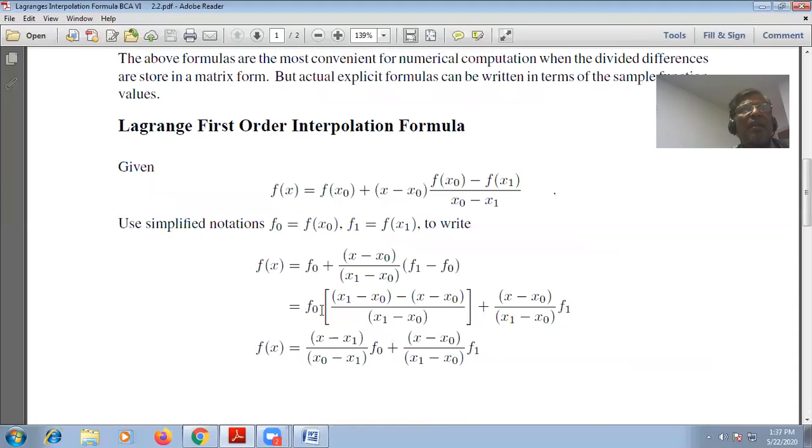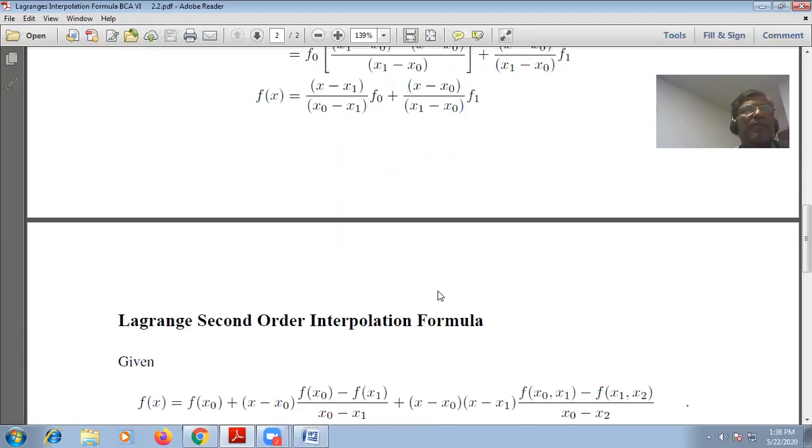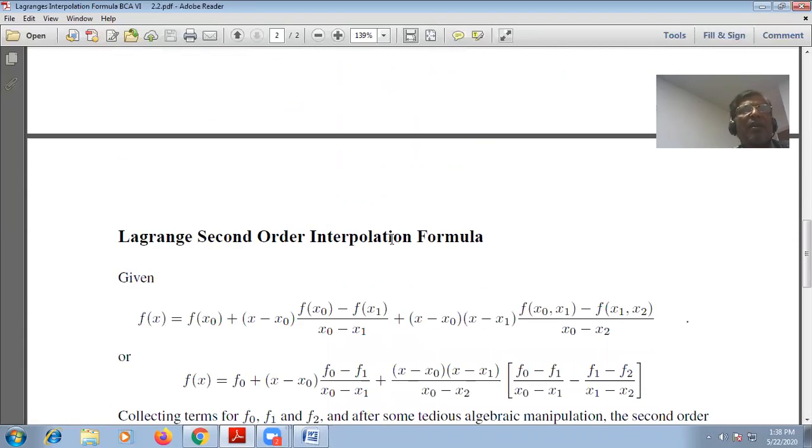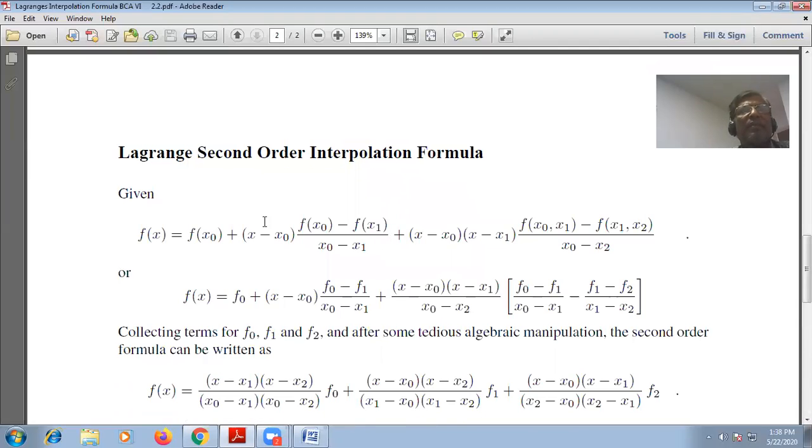Now let us see Lagrange's first order interpolation formula. As we have already discussed, use simplified notation as f0 is equal to this and f1 is equal to this. Then this will take the shape and the form of this. Lagrange's second order interpolation formula in the like manner.